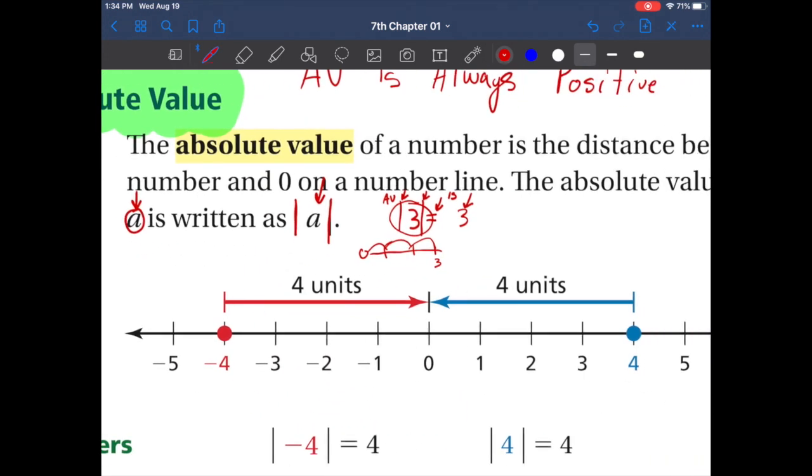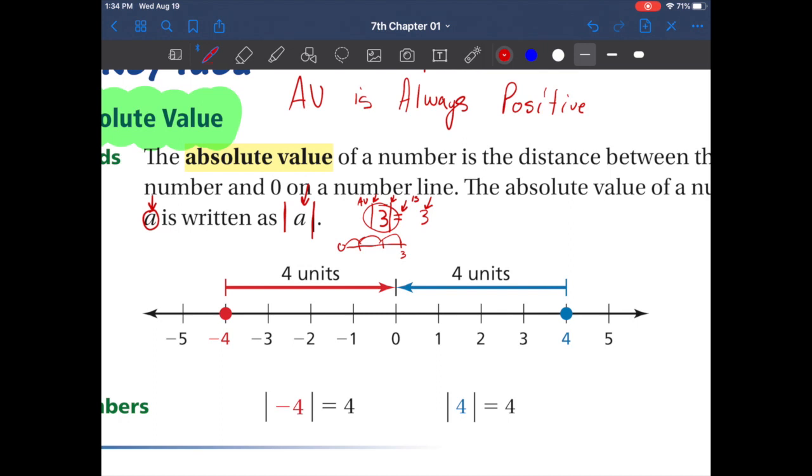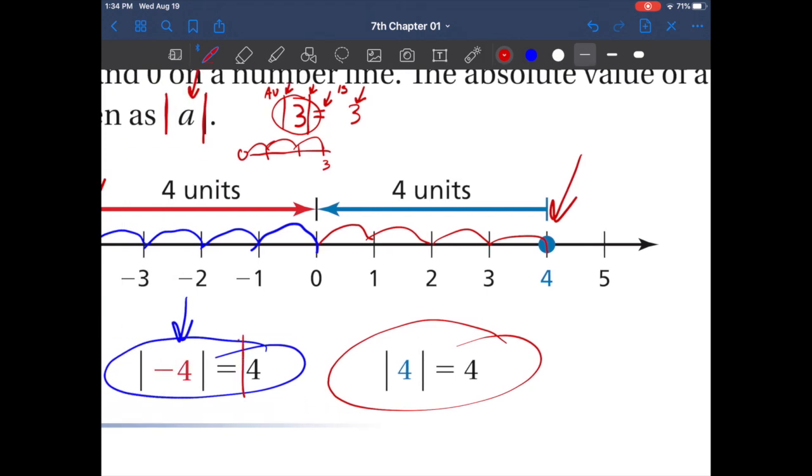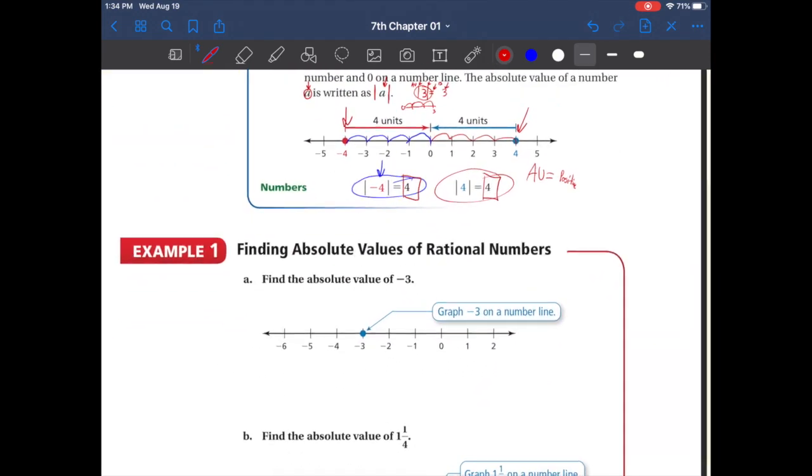So let's take a look at this question. It says, what is the absolute value of negative 4? Well, let's see how far away it is from 0. Here's 0. 1, 2, 3, 4. Well, the absolute value of negative 4 is 4. Well, let's try this one. What is the absolute value of 4? Well, let's see. 1, 2, 3, 4. So the absolute value of a positive 4 is 4. Notice that both of these answers are positive because absolute value is always what? It is positive. Okay?